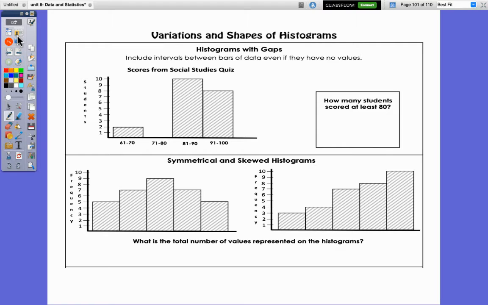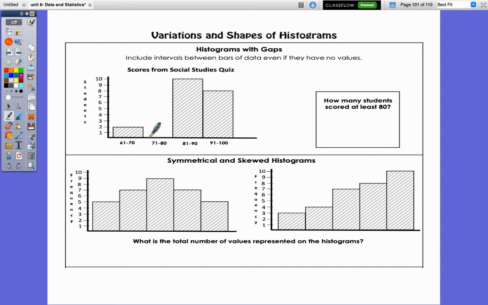Okay, good evening, class. We're going to be starting with variations of shapes and histograms. The first thing I want to look at is histograms with gaps. Now, it's really important to realize that you can't just skip this data. Your intervals have to be consistent and they need to be equal.